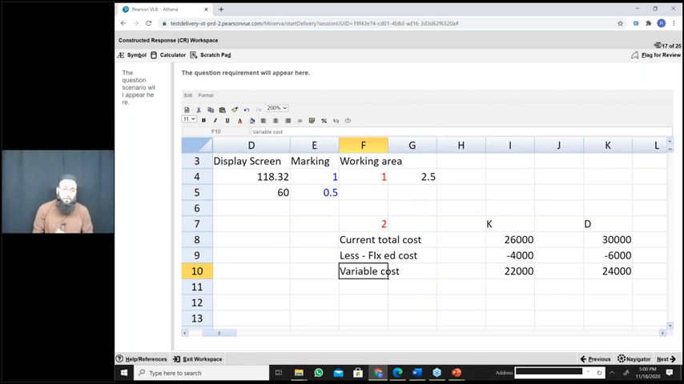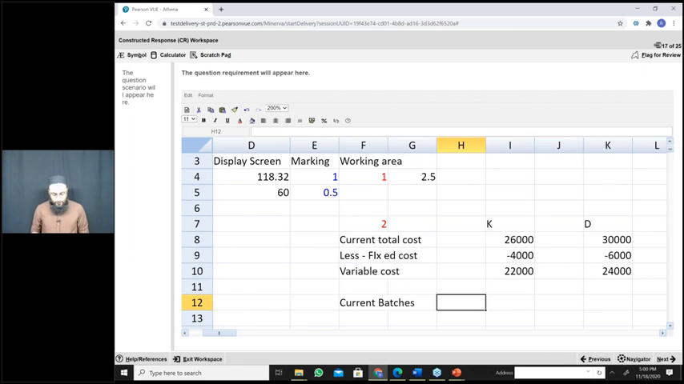This variable cost is for 500 units per batch, right? Which means the current cost is dependent upon how many units per batch? 500 units per batch. So let's find out the current batches. How many units are we making? 80,000, yes. And right now, one batch includes how many units? 500, right? So if I divide 80,000 with 500, I will get 160 as my current batches. So right now we are producing 80,000 units in 160 batches.